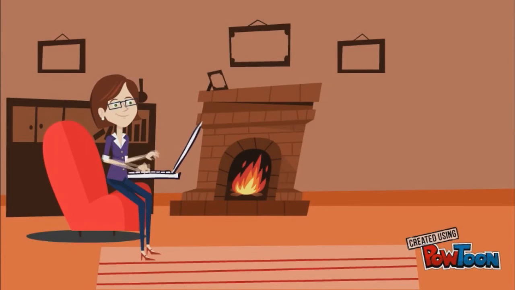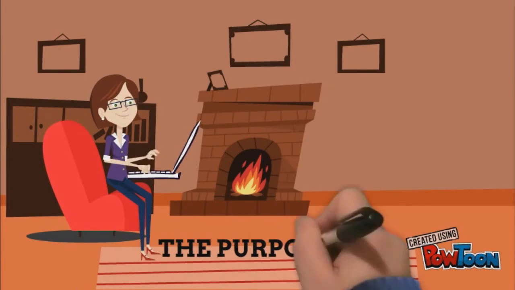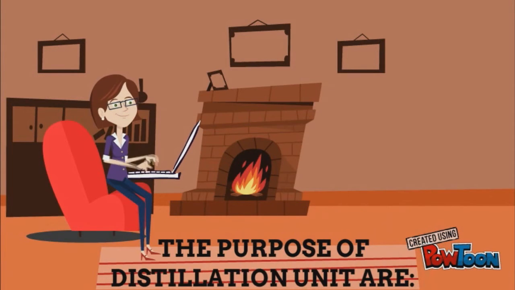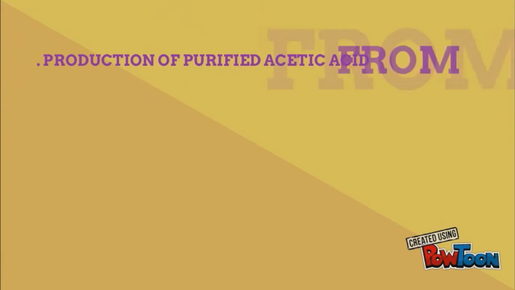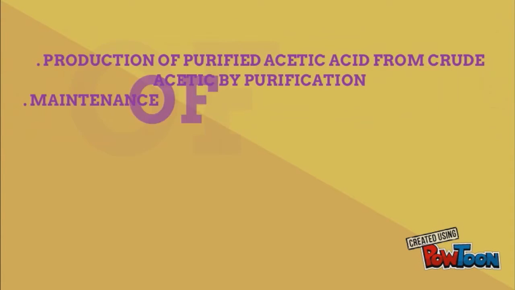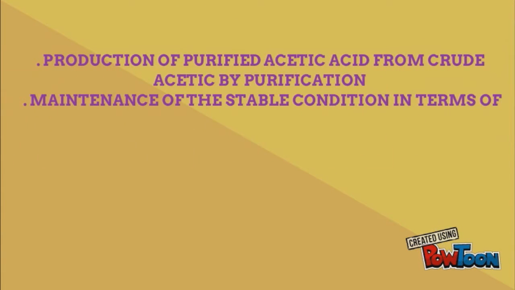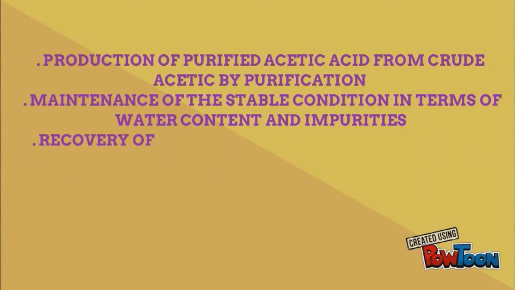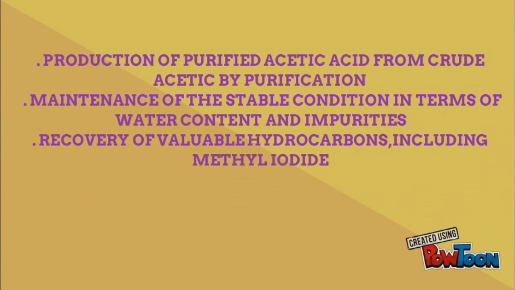Distillation unit. The purposes of the distillation unit are production of purified acetic acid from crude acetic acid by purification, maintenance of stable conditions in terms of water content and impurities, and recovery of valuable hydrocarbons including metal iodide.